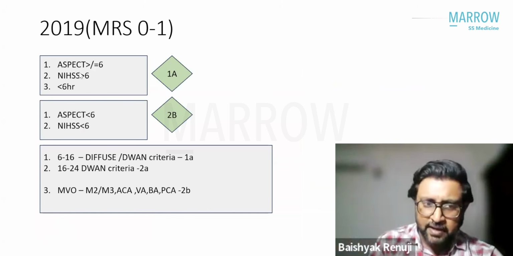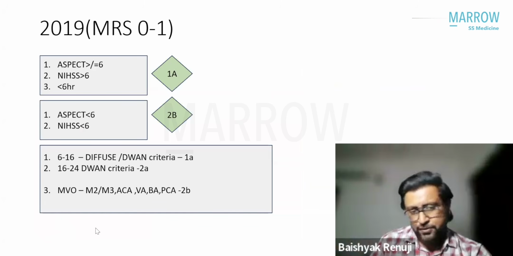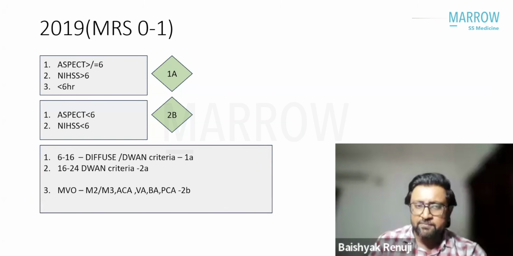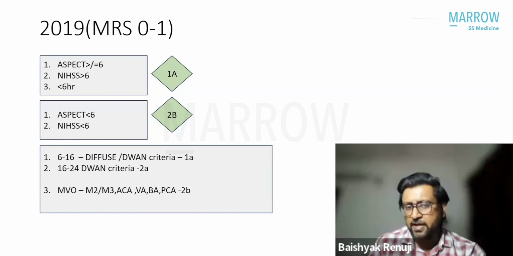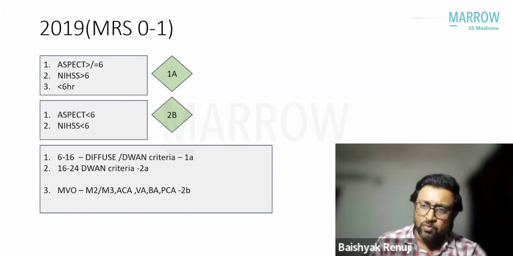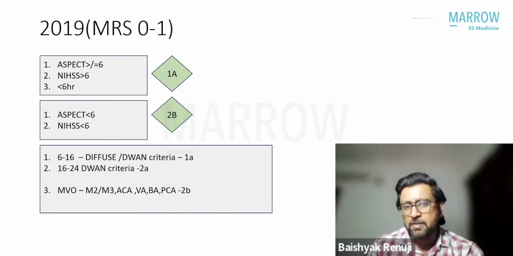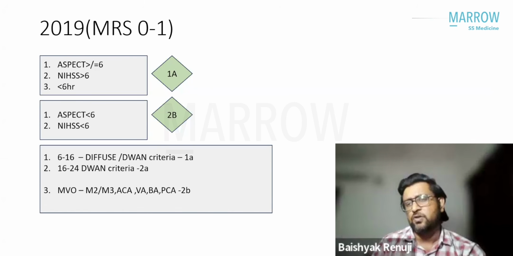That was there. Then again, there was no proper guideline on posterior circulation. And the medium vessel occlusions like M2, M3, ACA, vertebral artery, basilar artery, PCA, all those can be done in 2B based on all guidelines. And up to 24-hour lysis was previously also there in the old guidelines.